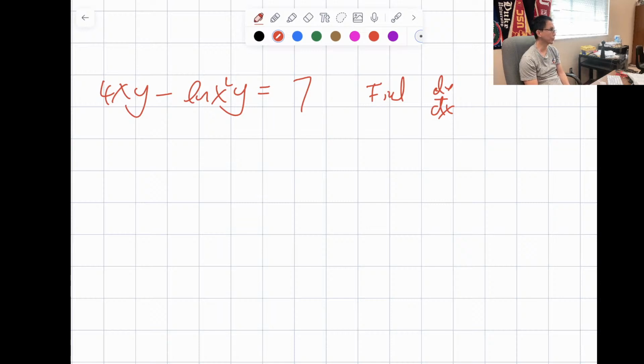Do algebra before you do calculus. Please, I beg you. It's so much easier if you do algebra before you do calculus. You don't want to do u prime over u on x squared y.